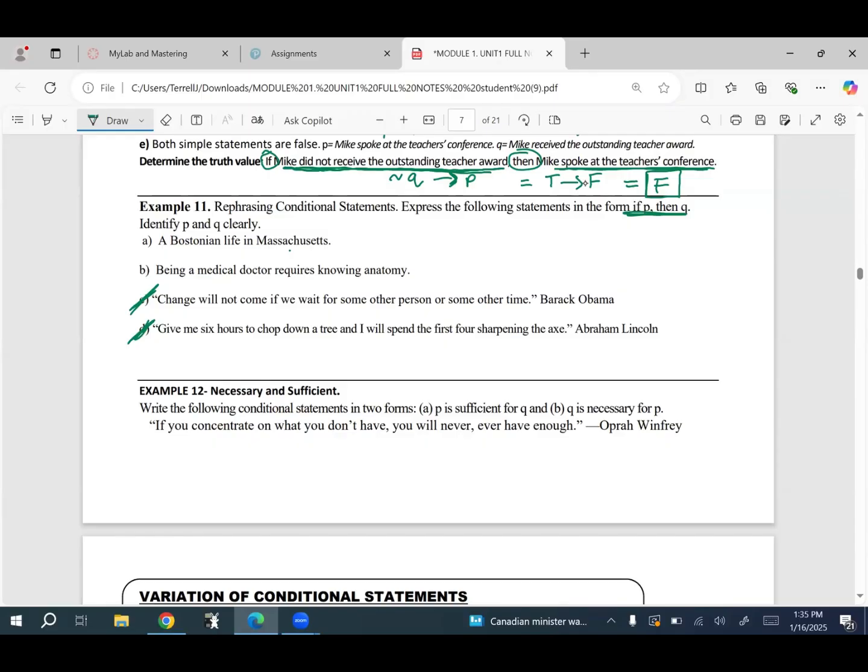A Bostonian lives in Massachusetts. Well, what's the relationship between Boston and Massachusetts? Boston is in Massachusetts, right? So maybe I could say, if a person lives in Boston, then they live in Massachusetts. That would be restructuring this as an if-then statement. So I'm going to write that here. If a person lives in Boston, then they live in Massachusetts.